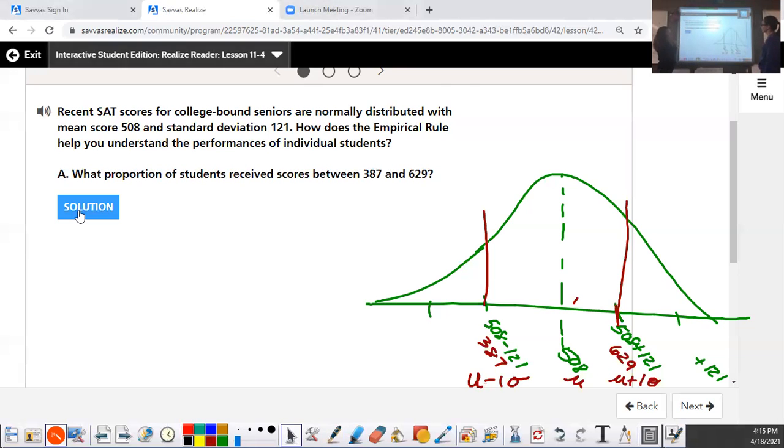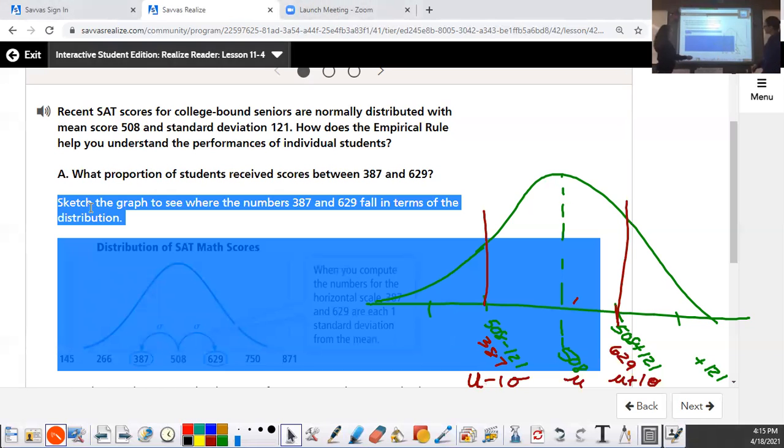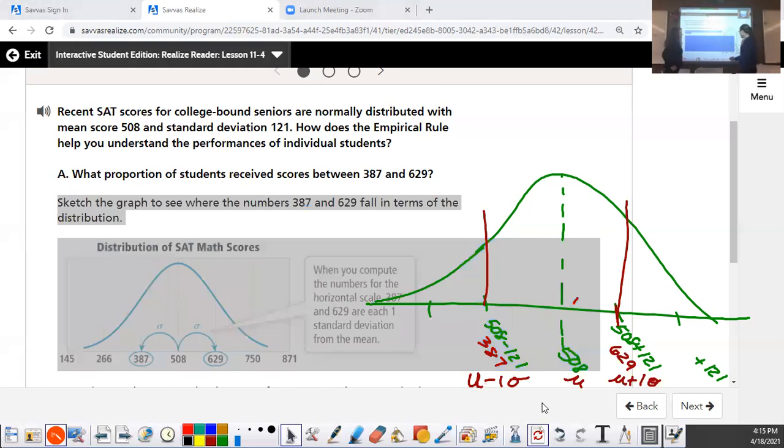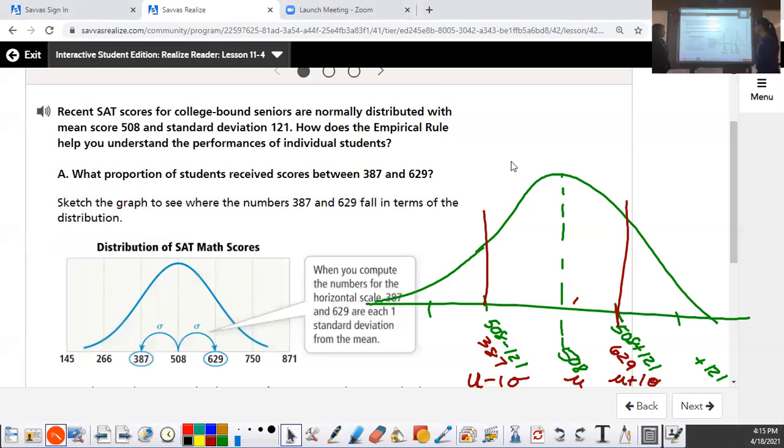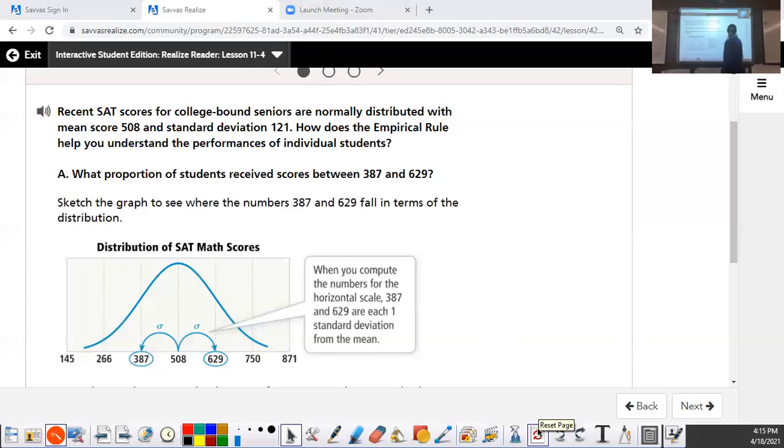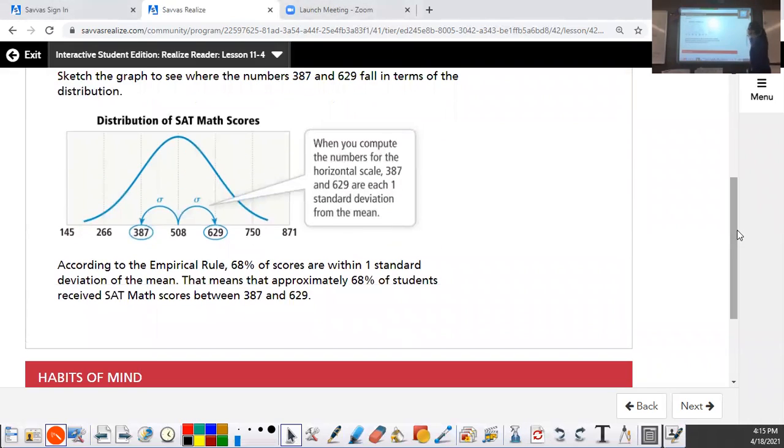I bet they have a beautiful picture. I think the thought process involved in how to make that curve is super valuable. Oh, look how good theirs is. I really do like theirs. You can take mine off. I like how they're showing a little jump left, jump right. Yep. 68% of scores are within one standard deviation of the mean. That means 68% of the kids are there.